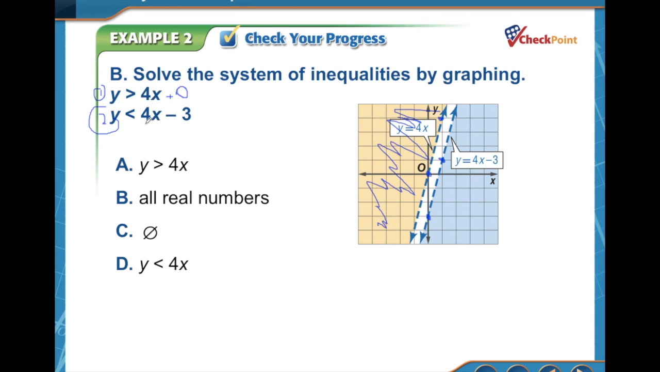It's less than, and there's no equal bar, so it should be dotted. And less than tells us to shade below, so we would shade underneath this line. That gives us this whole blue region here. So we know it's graphed correctly.